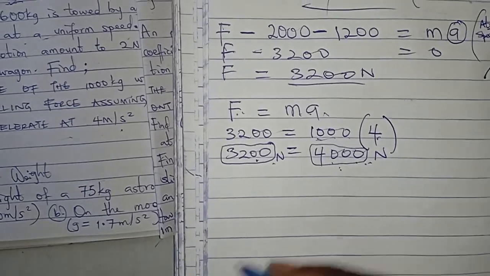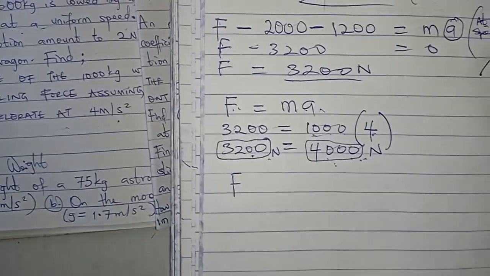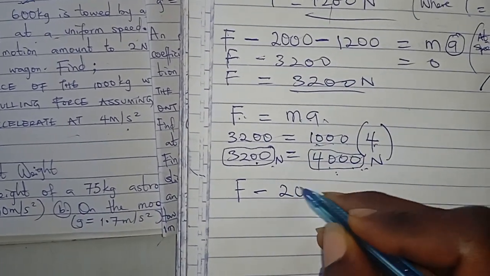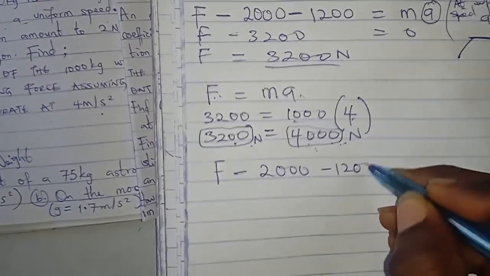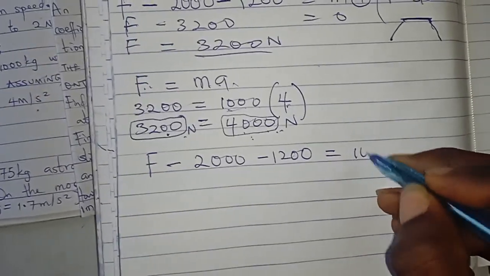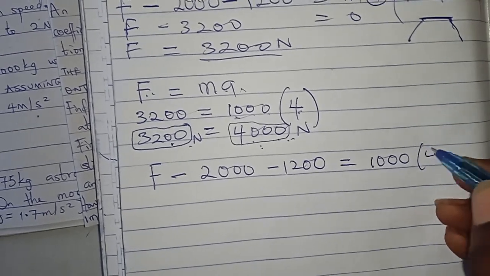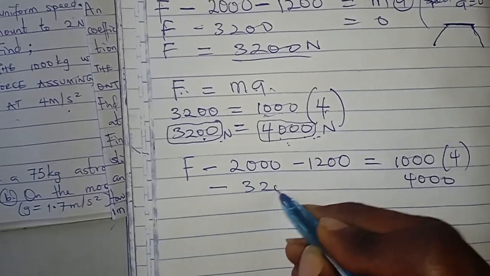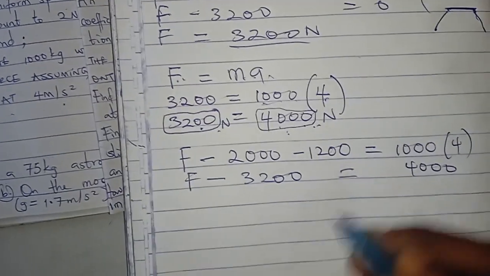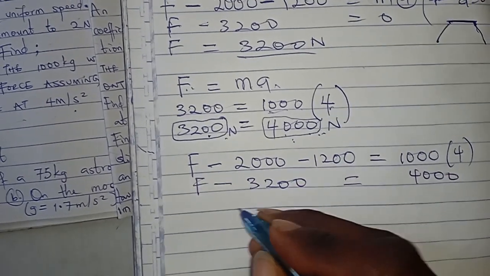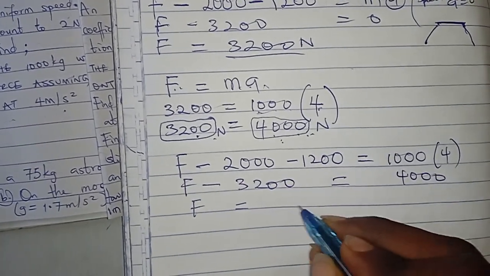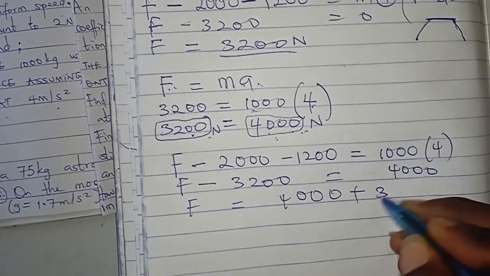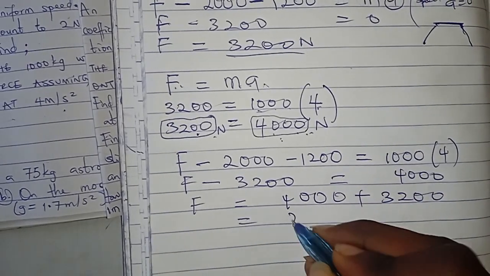That's the change. But another way to do this is simply saying F minus 2,000 minus 1,200 is equal to 1,000 times 4. This will give you 4,000. This will give you minus 3,200. So by the time you cross this over, F is equal to 4,000 plus 3,200, which is equal to 7,200.